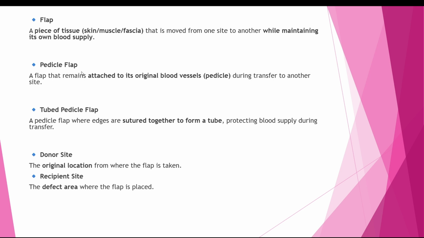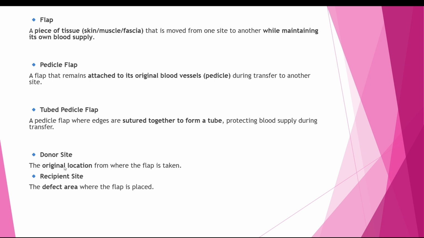Next, we have a pedicle flap. Here the flap remains attached to the original blood vessels. Whenever a flap is attached to the original blood vessel during the transfer to the other side, you can consider it a pedicle flap. Next, we have a tubed pedicle flap. Here the physician is suturing the edges of the pedicle flap to form a tube. That tube will protect the blood supply during the transfer. Okay, we have flap, pedicle flap and tubed pedicle flap.